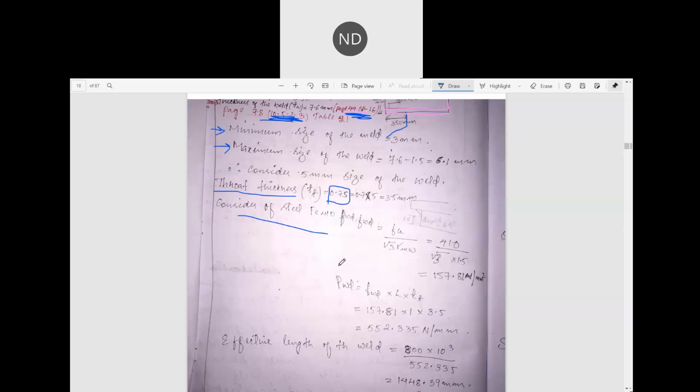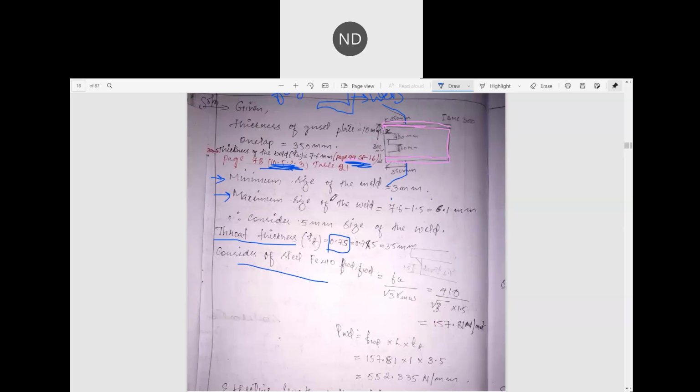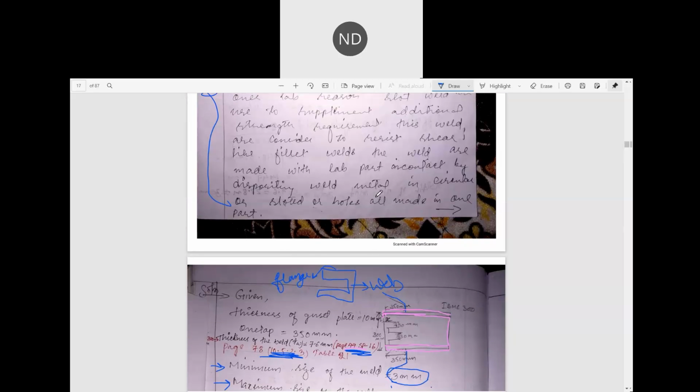So we'll take the help of the IS code, and there we will get, from page number 78 clause number 10.5.2.3, the minimum size of the weld, which was 3 mm. Already in the last class we discussed that the minimum size is got from the table. If your thickness is between this much and this much, values were given. Minimum is 3 mm, and the maximum size of the weld is how much?